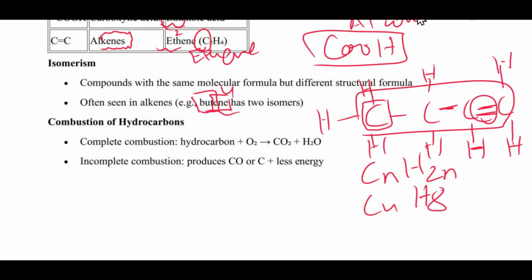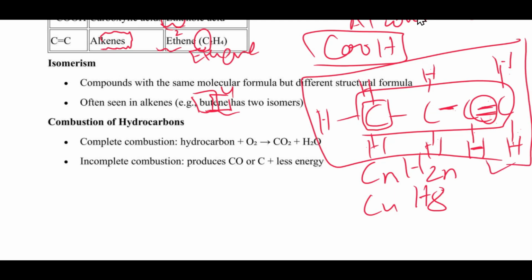So now carbon also has 4 bonds, 1, 2, 3, 4. So if you count the number of hydrogen, it will be 8. Can you count them? 1, 2, 3, 4, 5, 6, 7, 8. Okay. So this is one of the formulas of the butene. This butene is called but-1-ene. Why 1-ene? Because the double bond is present on the first carbon.